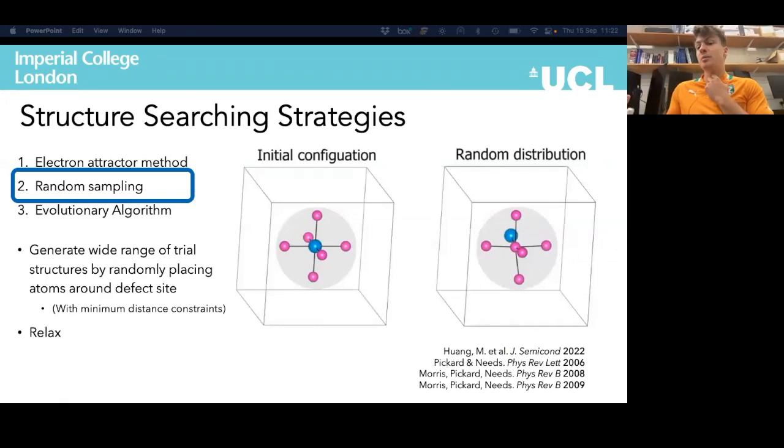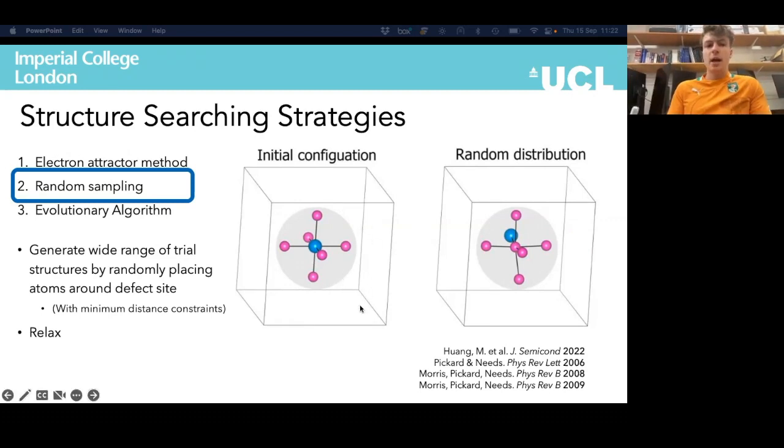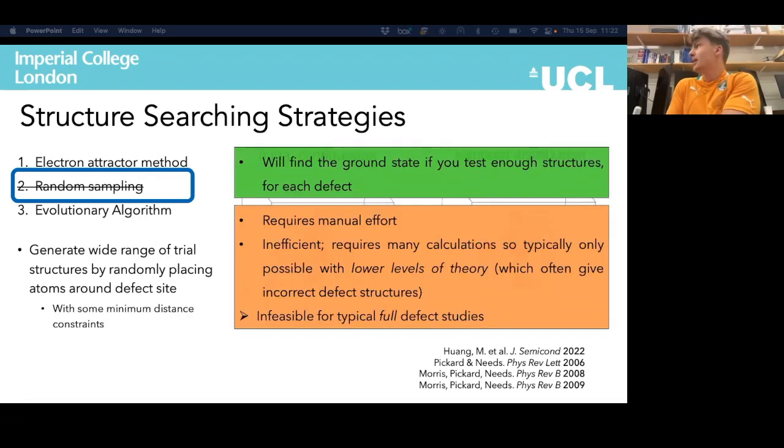Okay. An alternative approach is random sampling, where essentially you generate a wide range of trial structures by randomly placing atoms around the defect site with some minimum distance constraints before relaxation. This can be a powerful method and is essentially guaranteed to find the ground state eventually once you've tested enough structures, which could be in the hundreds or thousands for each defect. But again, it requires quite a lot of manual effort and is quite inefficient. It requires many calculations, and so typically it's only possible with lower levels of theory, such as GGA DFT, which we know will often give incorrect defect structures in the first place. And so it's generally infeasible for our type of defect studies, where we look at a range of defects, or maybe all intrinsic defects in a material.